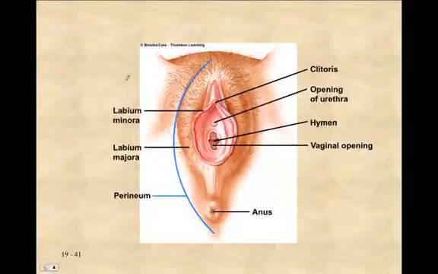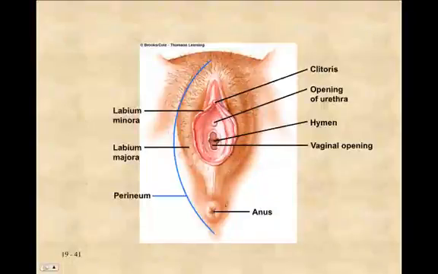Now, in terms of some of your external female anatomy, and this is probably more to help you out with lab than anything else, you've got the clitoris, which is going to be the erectile tissue here. You have the labia minora, and then the labia majora out here, and of course this is the vaginal opening, and then this is the opening of the urethra.